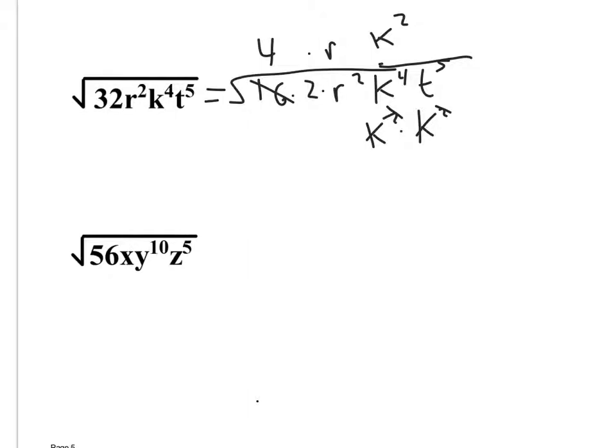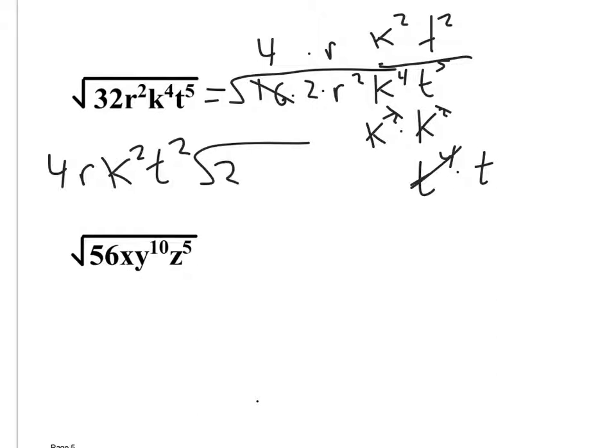What about t to the fifth? Well, it wouldn't be cubed. What you have to do is think, what could I break t to the fifth into? When you're looking for variables with exponents, all you're looking for is an even number. So I'm going to break it into t to the fourth and t. What would t to the fourth give you? T squared, and t I'd leave alone. So on the outside I have 4r k squared t squared, and on the inside I have 2t. And there's my answer.